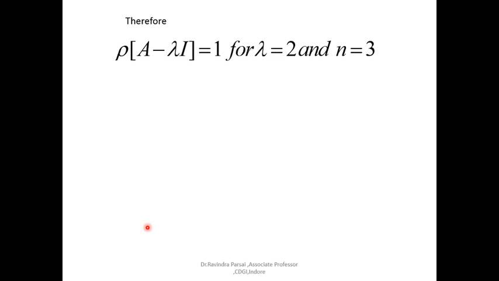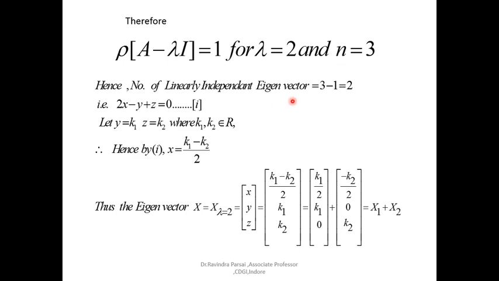Now you illustrate the rank of the matrix A minus lambda I equal to 1 for lambda equal to 2, and since the number of unknowns is 3, you will find the number of linearly independent eigenvectors by using this method, as we used in the previous example: 3 minus 1 equal to 2. Here out of 3 you are getting 2 linearly independent eigenvectors.